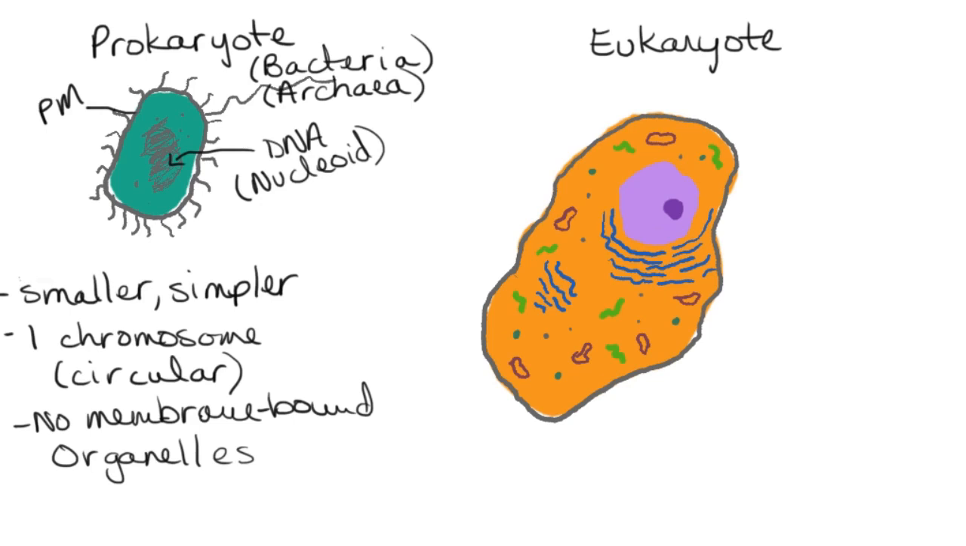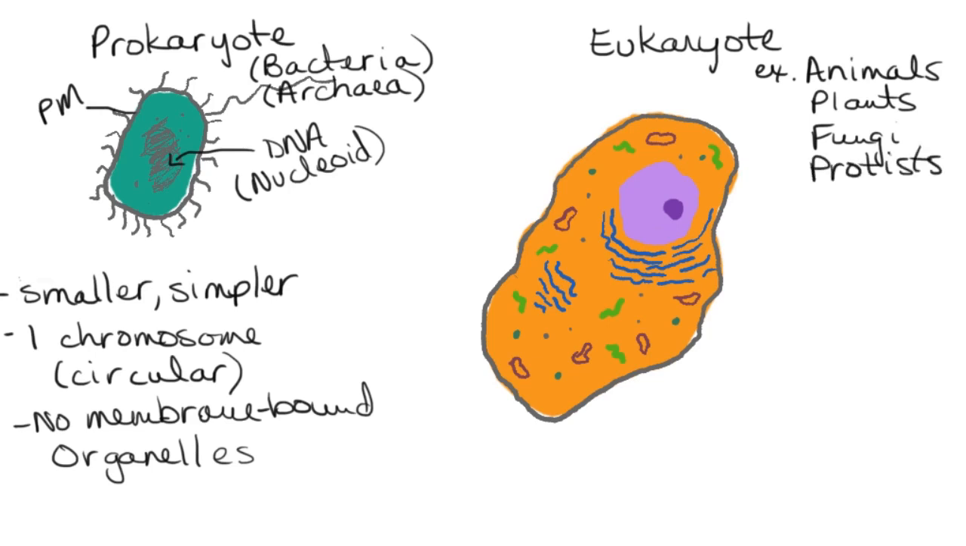The eukaryotic cells, on the other hand, those are going to be the organisms that you're much more familiar with. So this is going to include animals, plants, fungi would be another one. And then we do have this odd category, which is called the protists. So the eukaryotic cells, first of all, they're going to be much bigger. And at the same time, they will be more complex.